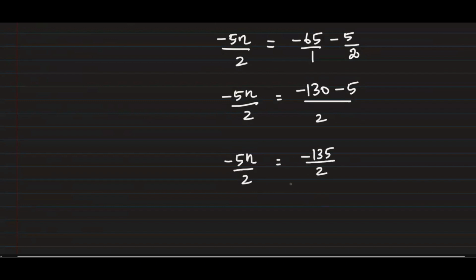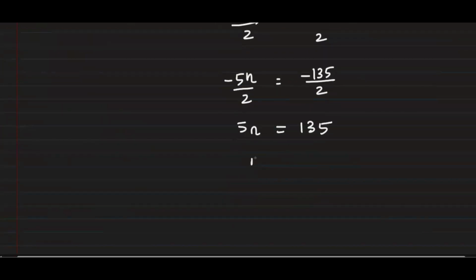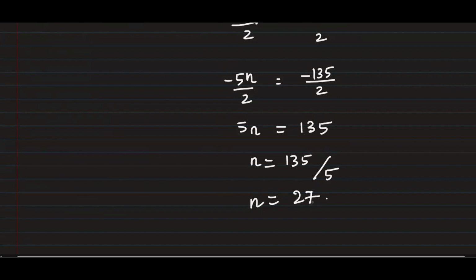So if you cross multiply, 2 will get cancelled. Negative, negative also we can cancel. So that will become 5n, which is equal to 135. So n is equal to 135 by 5. So value of n is equal to, when you divide 135 by 5, the answer we will get as 27. So value of n is 27.